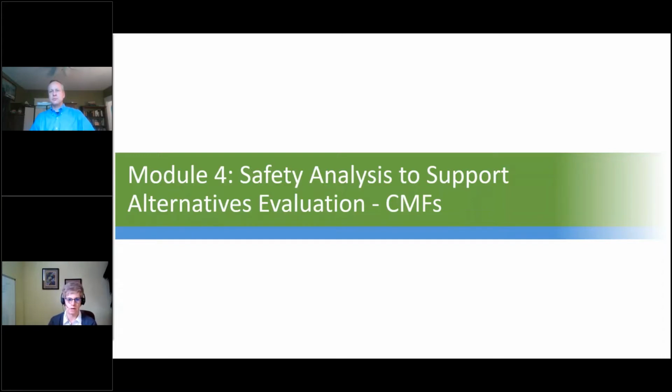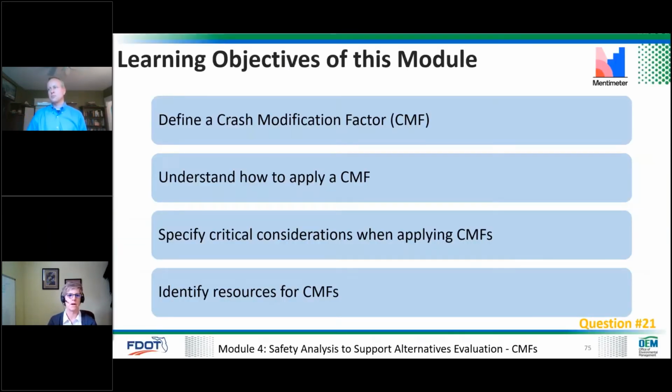And today we'll talk about crash modification factors, and tomorrow we'll talk about the predictive method. So crash modification factors, we're going to define them and start talking about how to apply them. As I said at some point, in using CMFs, the devil's in the details. There's a lot of details to consider, and we're going to start talking about those to at least prime the pump in your thinking. And then we're going to identify resources for CMFs.